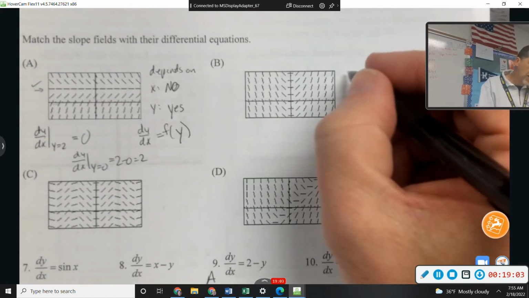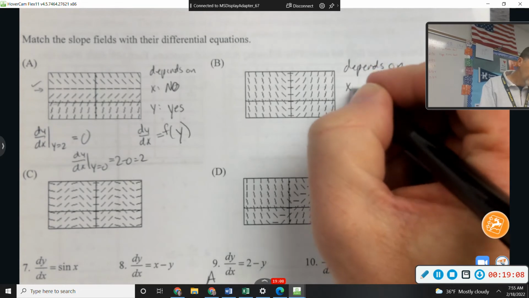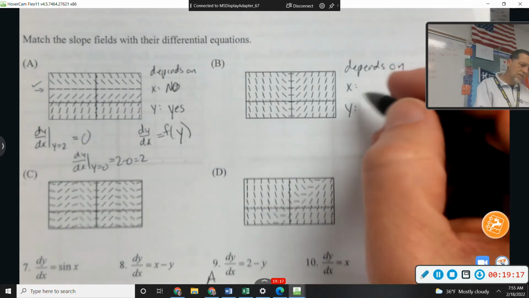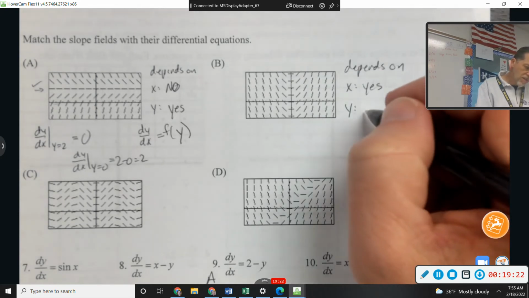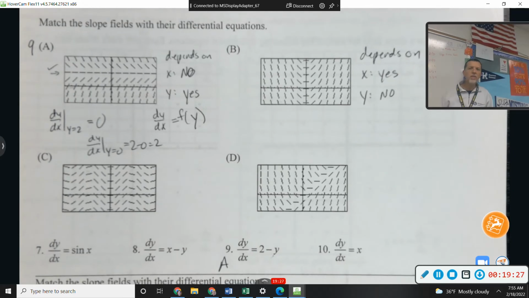All right, graph B. Let's do our depends on check here. Depends on x, depends on y. So does it depend on x? Yes. Does it depend on y? No. So I need to pick a slope equation that only has x in it. Whoops, there's 2 of them. So 7 or 10.